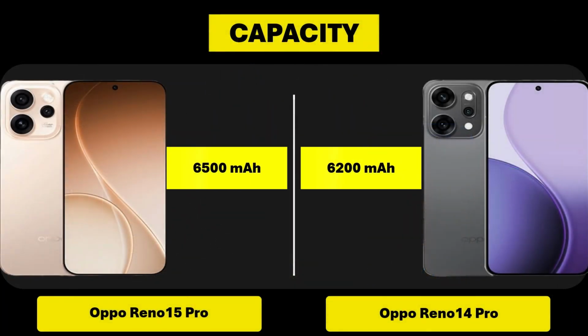The Reno 15 Pro has a 6,500 mAh battery, while the Reno 14 Pro includes a 6,200 mAh unit. Charging is 80 watts on both phones.